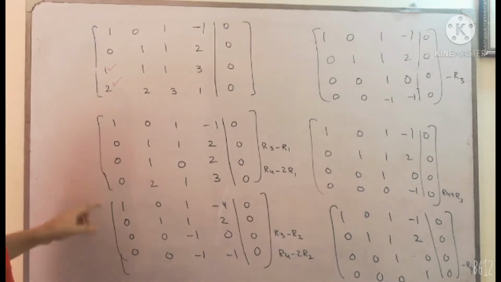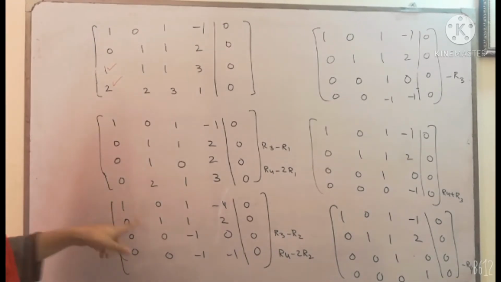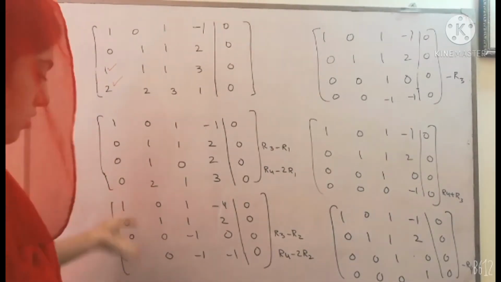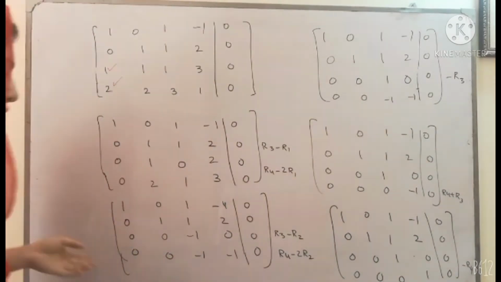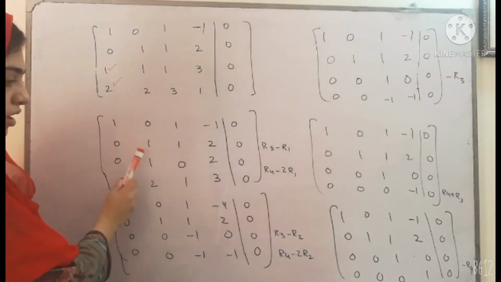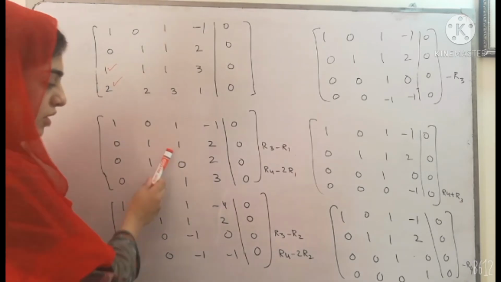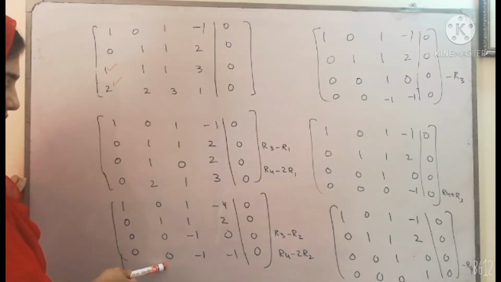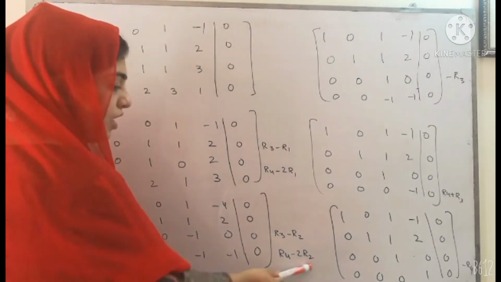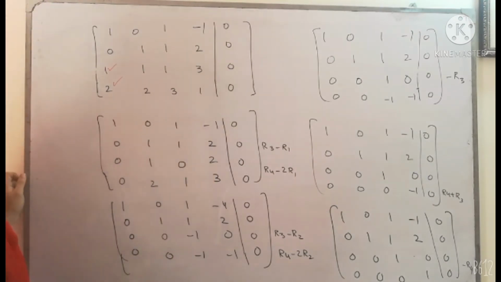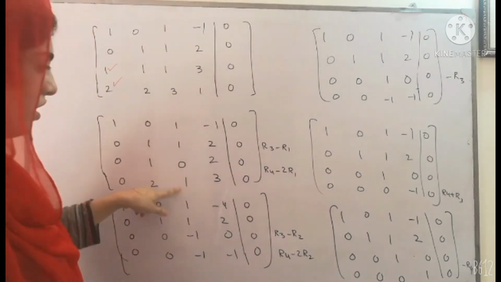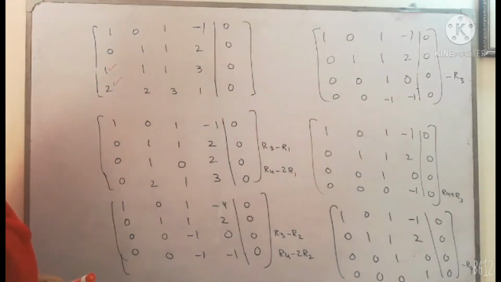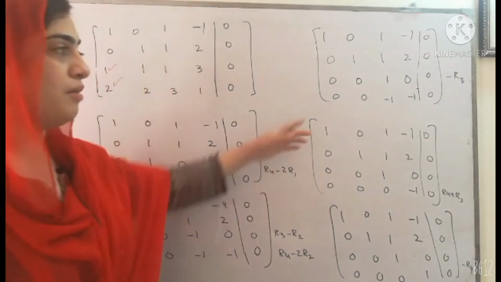Coming towards the next step, now we'll see the second element. The leading element must be equal to 1, and then below this one there must be 0 in the rest of the column. So we have to make these two elements 0. r3 minus r2: this is equal to 0, 0 minus 1 is equal to minus 1, and 2 minus 2 is equal to 0. In this step we have multiplied this row 2 with 2. So 2 minus 2 is 0, 1 minus 2 is equal to minus 1, and 3 minus 4 is equal to minus 1. In the next step we'll check the third row, and the leading element must be 1.